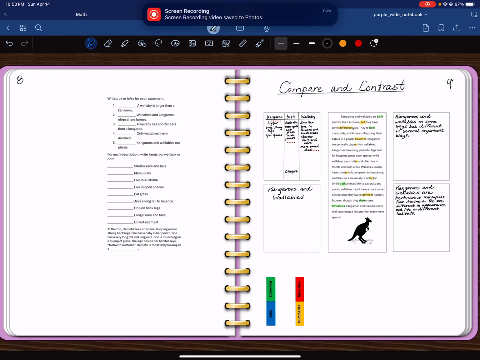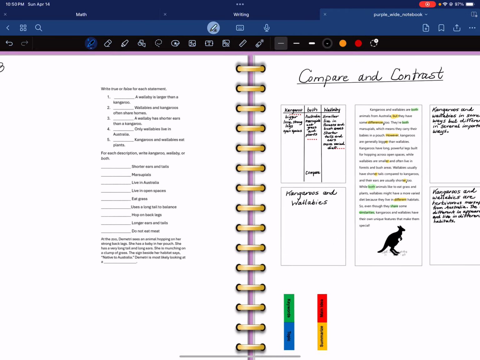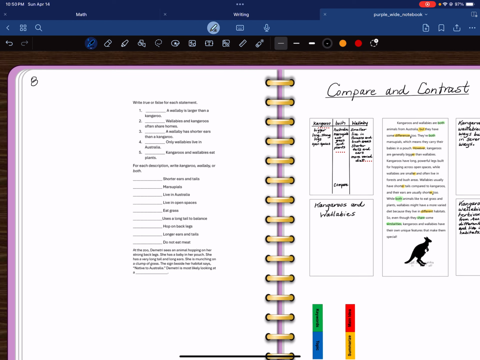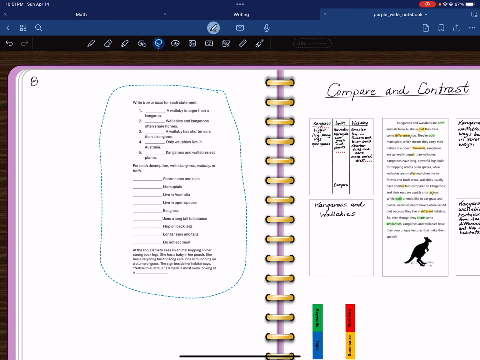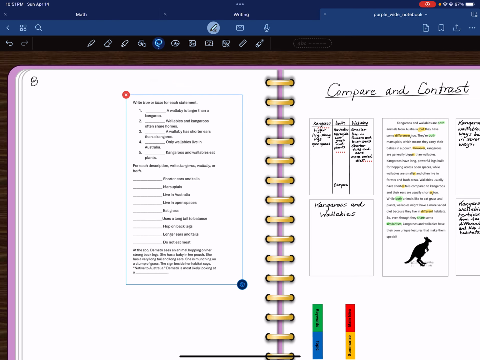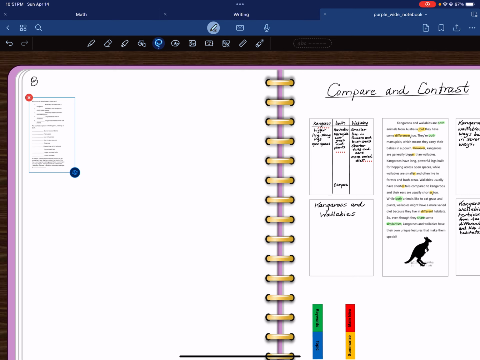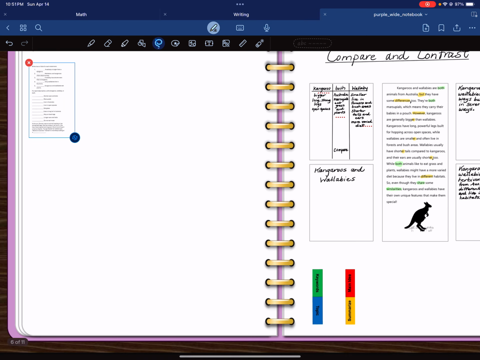In this video, we are looking at the practice exercise for compare and contrast. I also want to show you how to do a Venn diagram on this page, but let's do the questions first. Actually, I want to do the Venn diagram first because that will help us answer the questions. So let me make this a little bit smaller and move it out of the way for the moment. And let's do a Venn diagram.